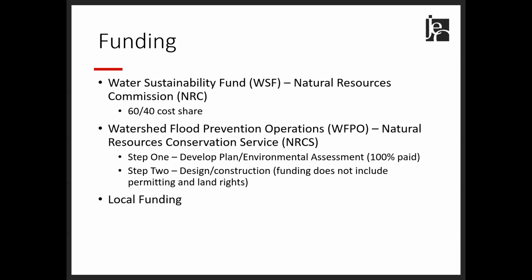The second step is the design and construction. One thing to note is that the NRCS WFPO funding does not cover the permitting and land rights costs associated with the project. So there's generally still going to be a gap in the funding that must come from some other source. And of course, that could be the local funding.